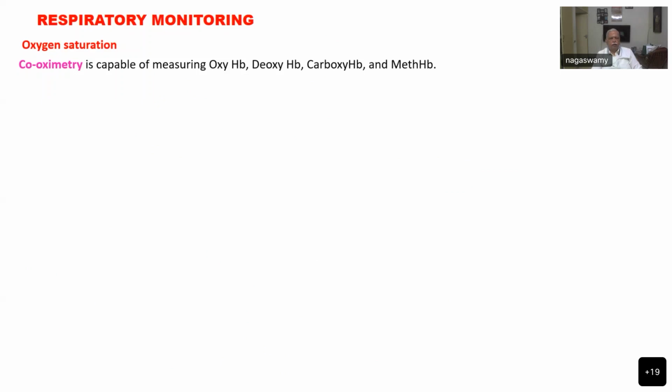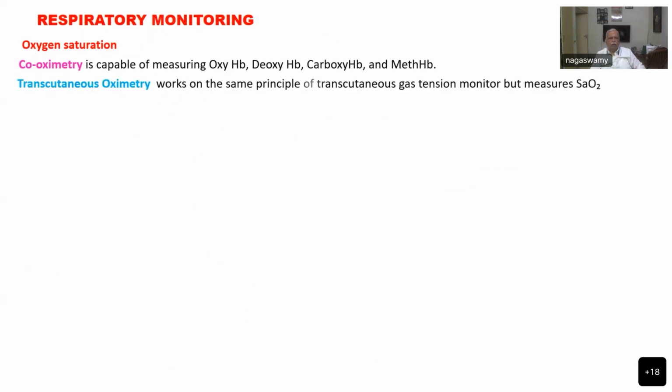Whenever a patient has carbon monoxide poisoning or methemoglobinemia, can your pulse oximetry give the correct values? At the time, they ask what is the other instrument that will be able to identify the content. So co-oximetry is the thing which will be able to measure not only oxy and deoxy but also carboxyhemoglobin and methemoglobin. And transcutaneous oximetry works on the same principle of transcutaneous gas tension monitor but measures arterial oxygen tension.